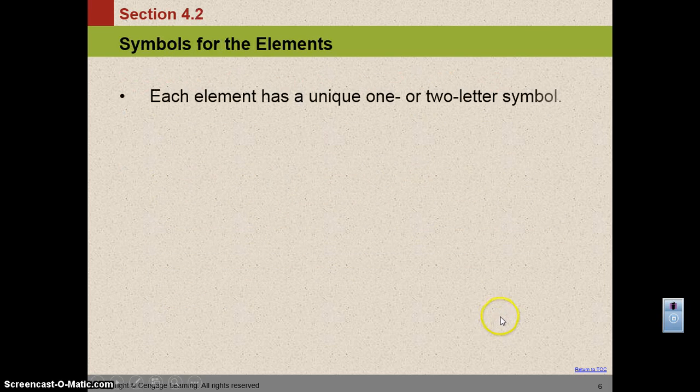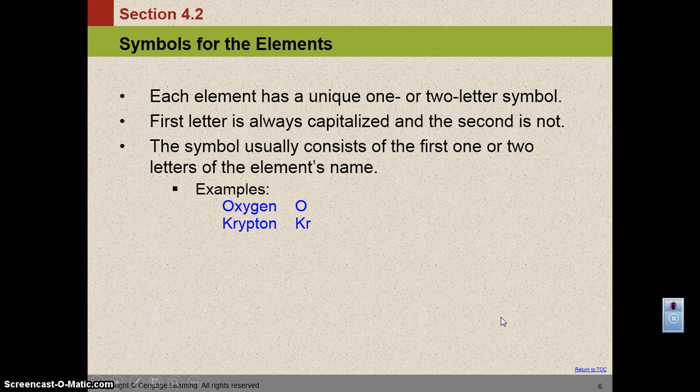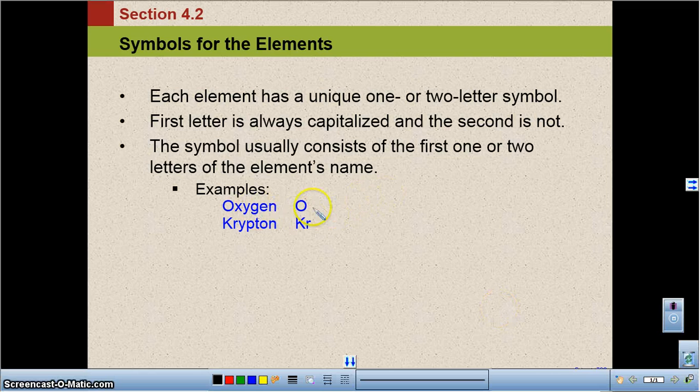Symbols for the elements. You know that each element has a unique 1 or 2 letter symbol. And you know that because you've looked at the periodic table before and we've talked about this. The first letter is always capitalized, the second one is not. And the symbol usually has the first 1 or 2 letters of the element's name. Here are a couple of examples. We have oxygen, and O, of course, is the first letter, or krypton, and Kr is the first letters. And notice that the first letter is capitalized and the second one is lowercase.